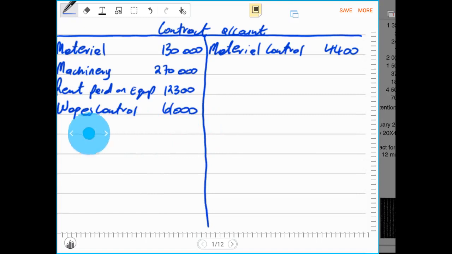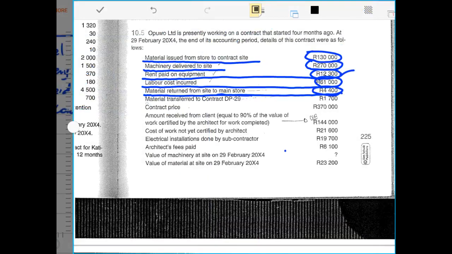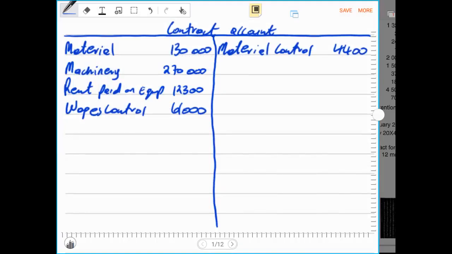Then after we record another entry, and another entry is the material that was transferred to contract DP29 amounting to 1,700. Because most of the times companies that are dealing with tenders or contracts normally have different contracts. So now material can be transferred from one contract to another contract. So when that happens, it must be reducing the contract account for the contract that the material is transferred from. Therefore now we record that as 1,700, and the contra entry is the contract to which the material is transferred.